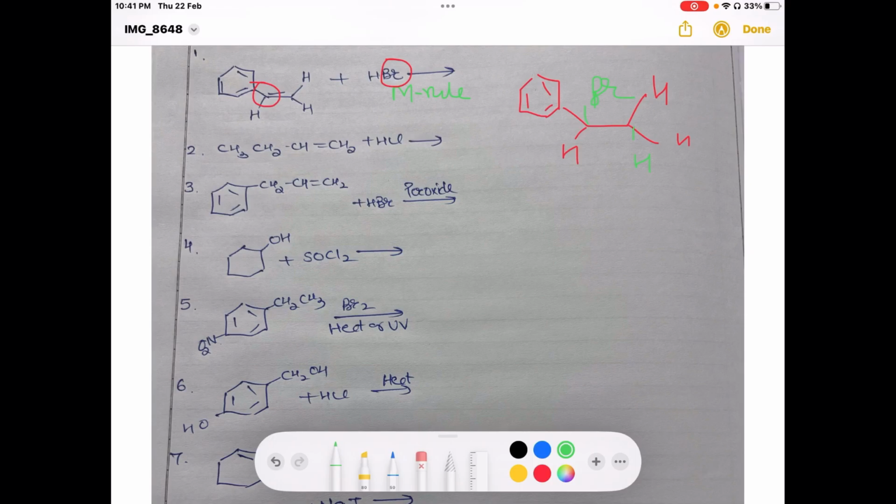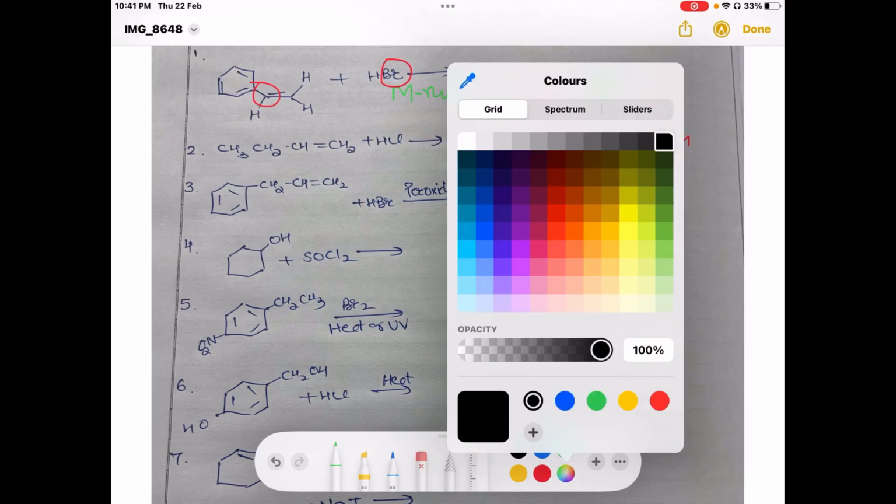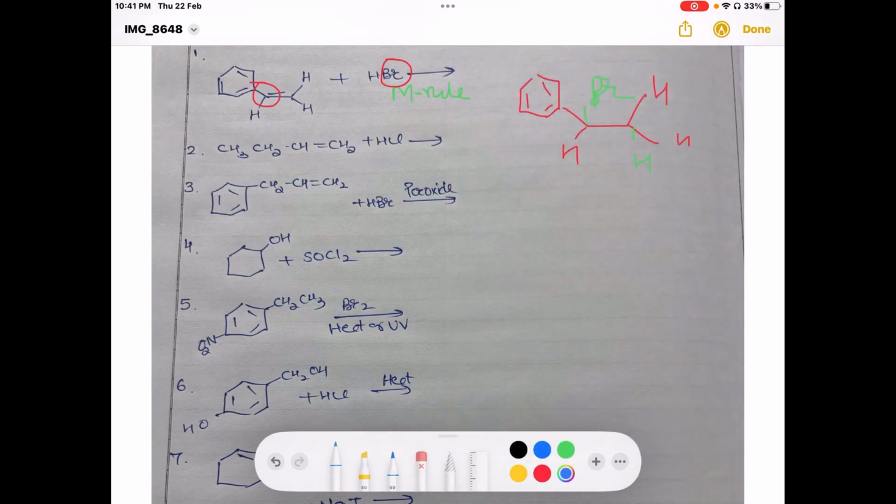Next is again the same Markovnikov rule. The negative part gets attached to the carbon having a lesser number of hydrogen. So the double bond changes to a single bond, the Cl part comes here and H goes to the terminal carbon.